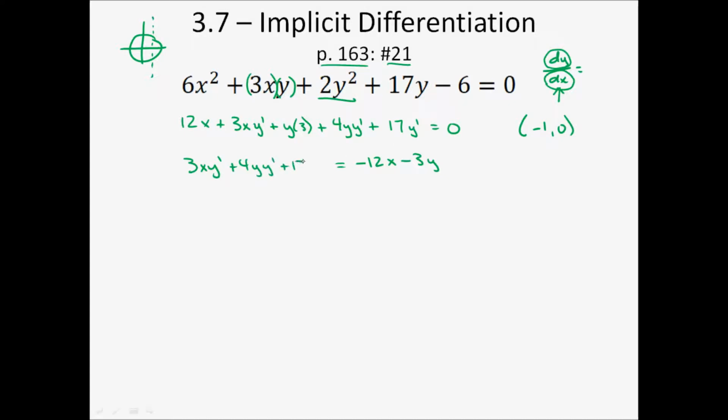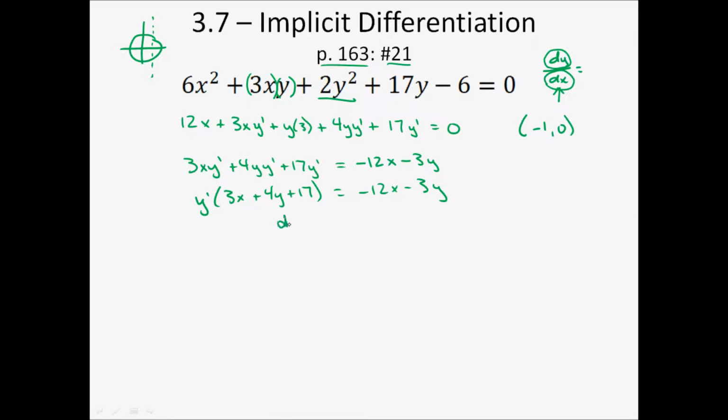Yes, y prime, leave it. Alright, so there is the same equation, we just move some terms around. Now notice that I have 1, 2, 3 y primes, but if I factor it out, I only have 1 y prime. So we're looking good now. We have only 1 y prime times all this stuff, so we're just going to divide by it.